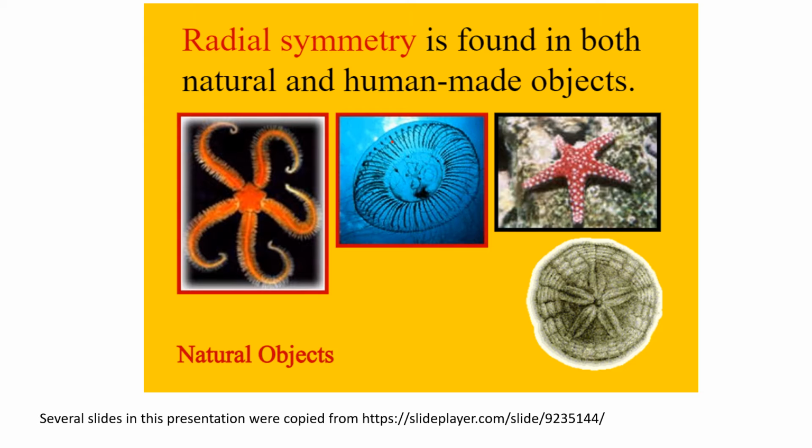Radial symmetry is found in both natural and human-made objects. Notice at the bottom of this slide I've made a notation. Several slides in this presentation were copied from, and I've given you the website. I did this intentionally because I wanted you to know that I'm not claiming these slides as my own. So anything in the slideshow with the yellow background, I didn't create. I'm using it from a different website.